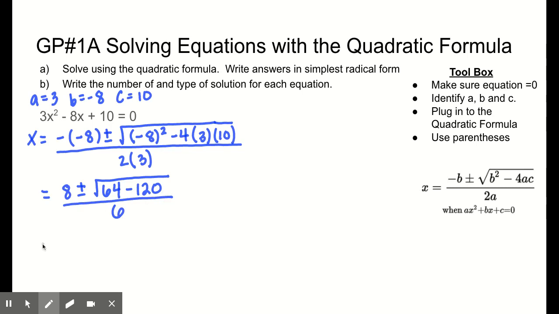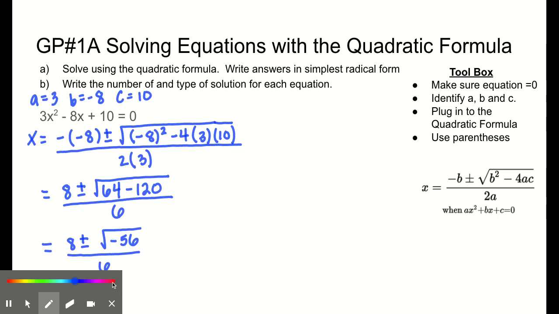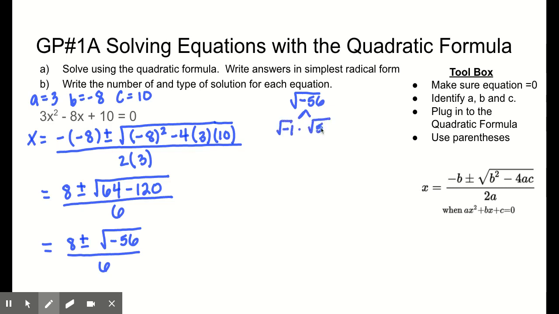From there, we want to simplify further. So inside the radical, we have 64 minus 120, which is going to give us a -56, all divided by 6. We want to go ahead and simplify that radical. So we have the square root of -56 that we need to separate into its real number and imaginary number part. So we have the square root of -1 and the square root of 56. We know that the square root of -1 is equal to i, and we're going to factor that 56.